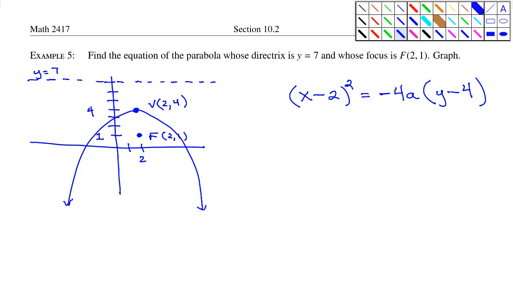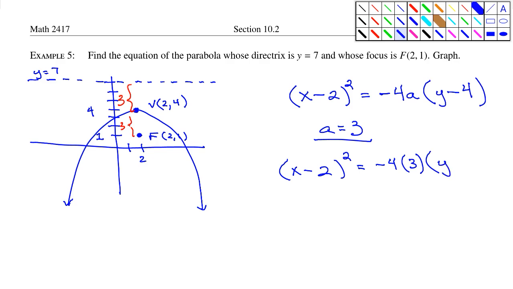Well, the a is the distance between the directrix and the vertex, and that was 3, or the vertex and the focus, which is also 3. So a is equal to 3, and that gives me (x - 2) squared is equal to -4 times 3 times (y - 4), and that's (x - 2) squared is equal to -12 times (y - 4).